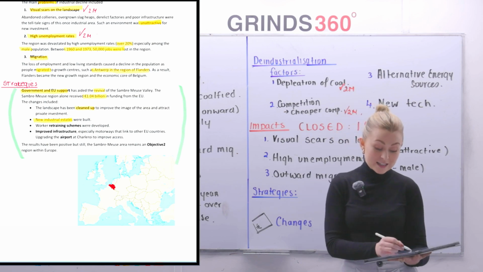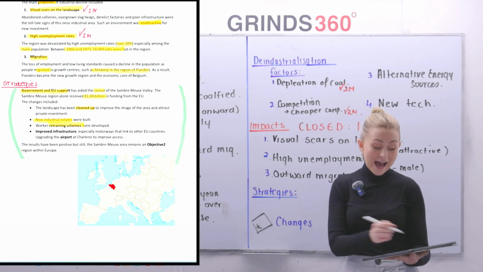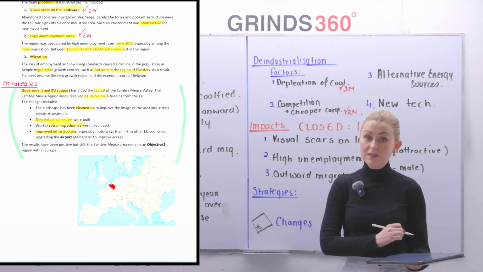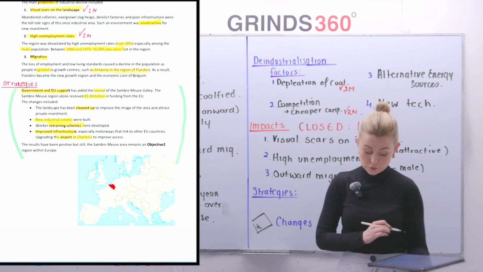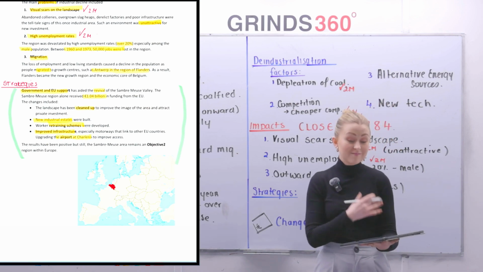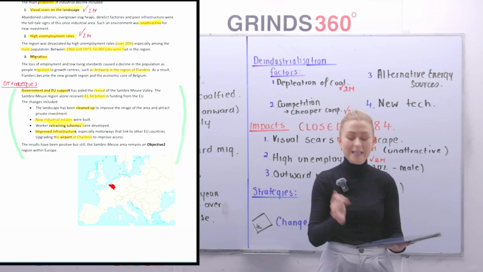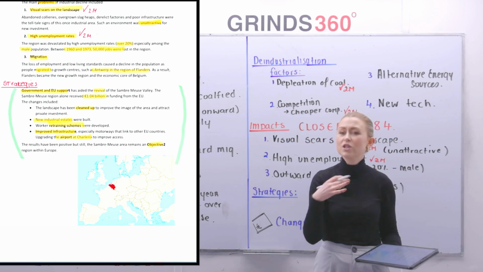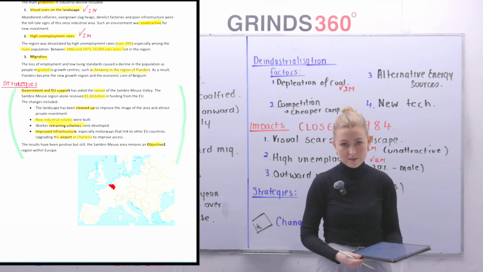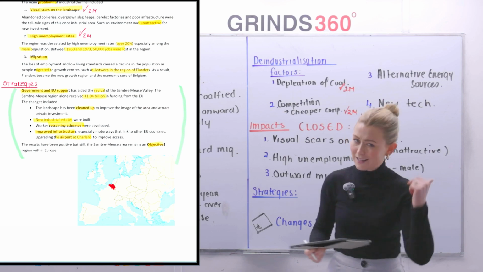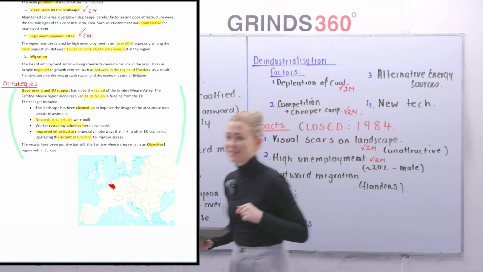They've done retraining schemes for workers, and they've improved the infrastructure. They even opened that airport at Charleroi. The result of this has been positive, but it's still an Objective 2 region, which tells us it's underdeveloped. Let's take that little last part and pop that up, the least important part.